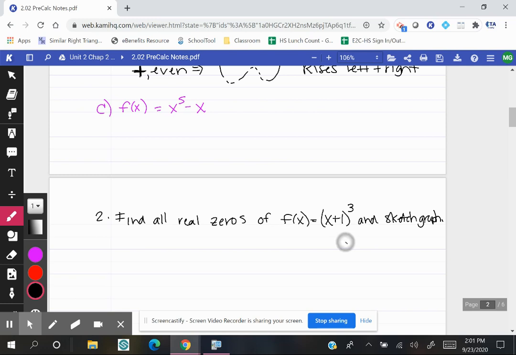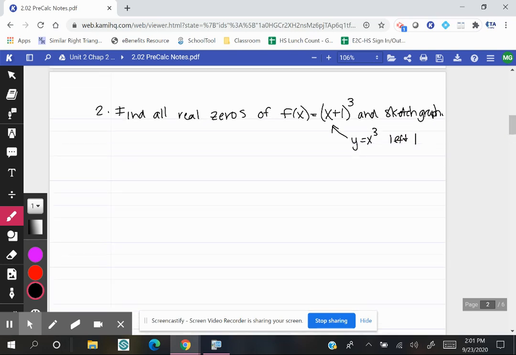So first of all, looking at this, I know that my parent function is y equals x to the third, and this would be shifted left 1, because the 1 plus 1 inside the parentheses would move opposite of what I think, so it goes to the left. Whenever I'm looking for zeros, I know that I'm trying to find where it hits the x-axis. So I want to know where y is equal to 0. So I'm going to take 0 and put in for my y, which this is an f of x instead of a y. So I set this whole thing equal to 0, like that.